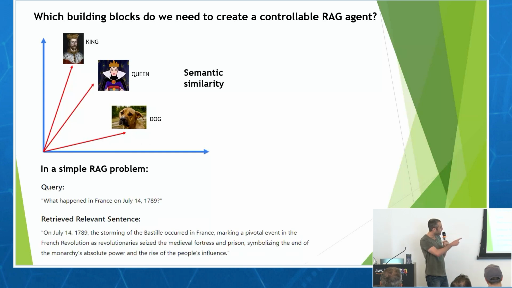And I said this because in a simple RAG problem, we can use this functionality. For example, if we have the query, what happened in France on July 14th, 1789, and we have a large corpus of historical events, we may encounter in our data a sentence or a chunk that says on July 14th, 1789, the storming of the Bastille, etc. So this is very similar to the query, and it's going to be a simple task to retrieve this as our context and get our final answer from this.